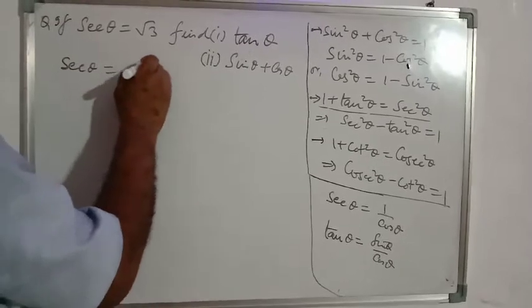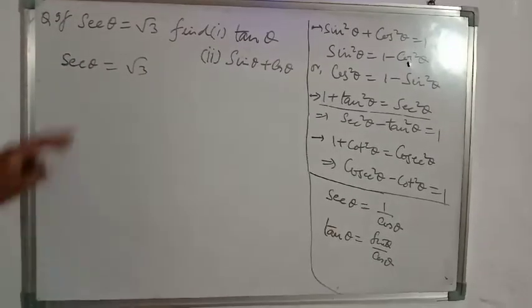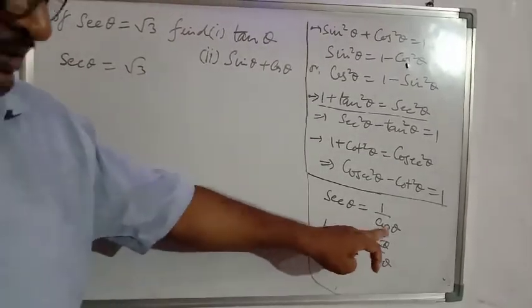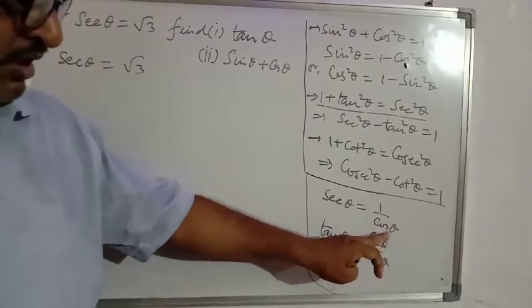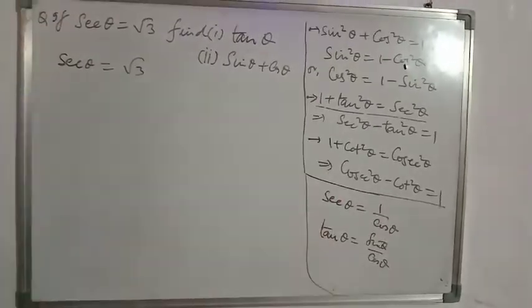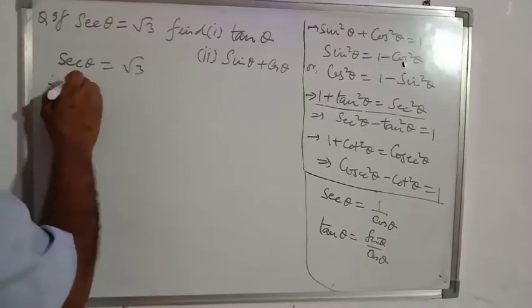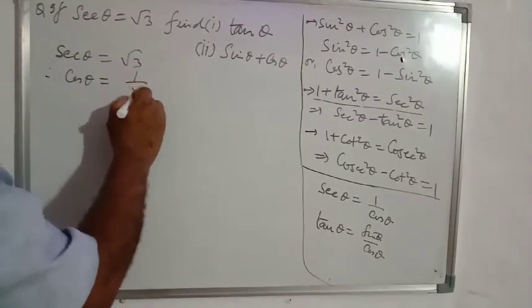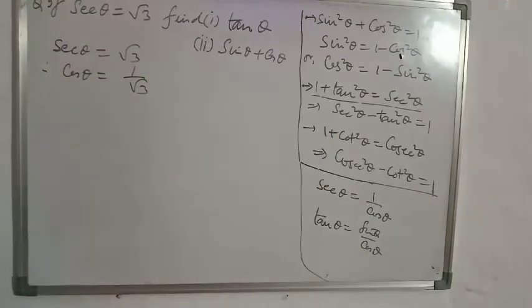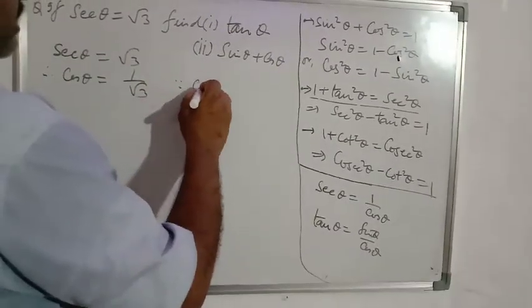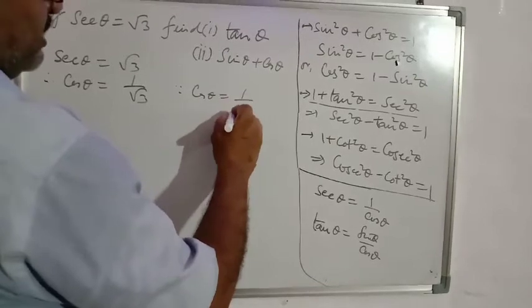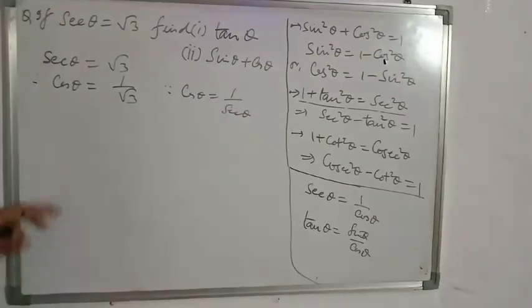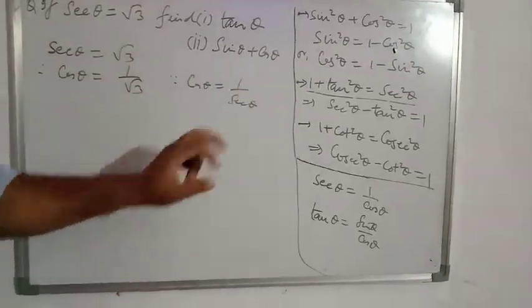Sec theta is root 3. We know that sec and cos are reciprocals. Sec theta is equal to 1 by cos, so cos is equal to 1 by sec. So therefore, cos theta we have to take the reciprocal, means 1 by root 3. Reason: since cos theta is 1 by sec theta, and sec theta is root 3, cos theta will be 1 by root 3.